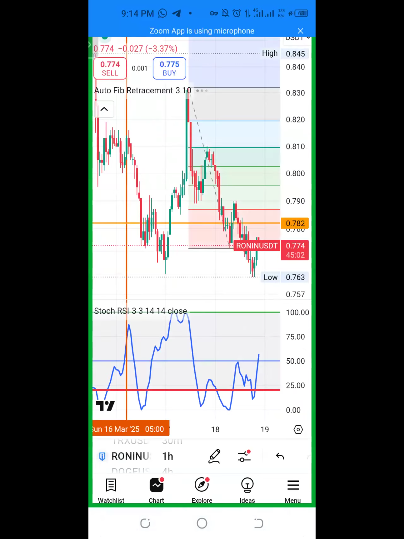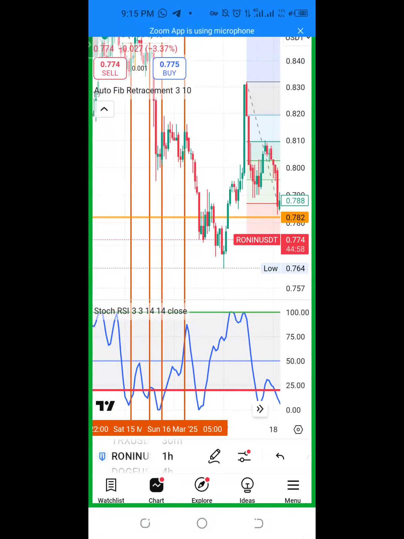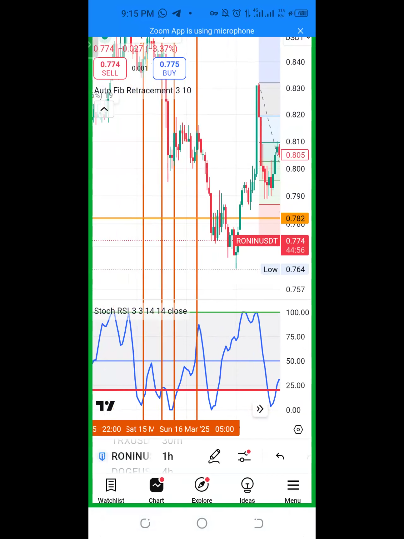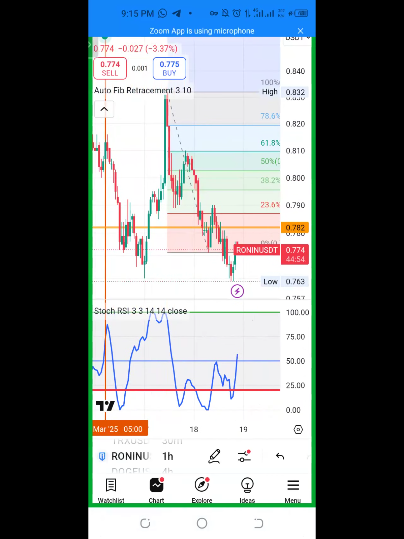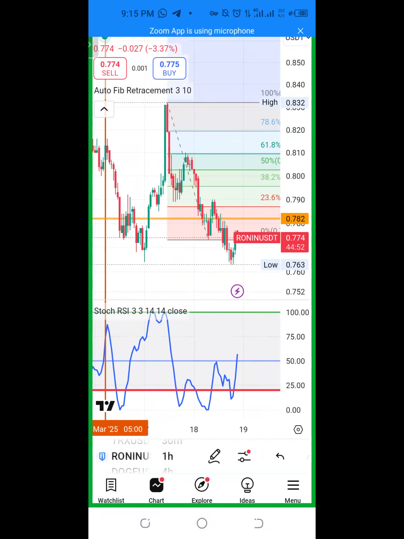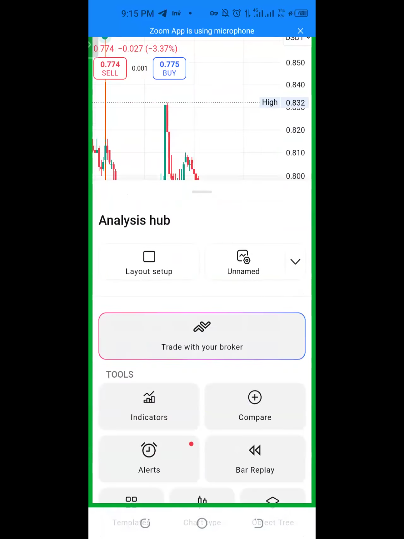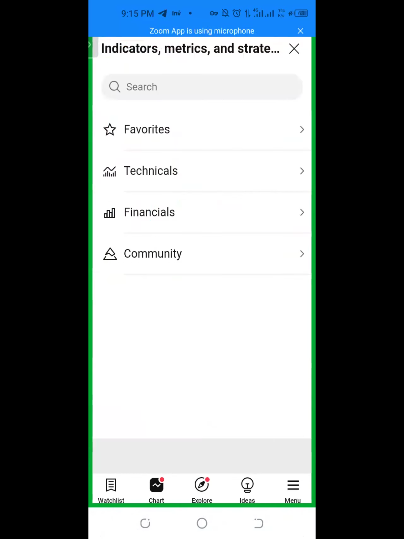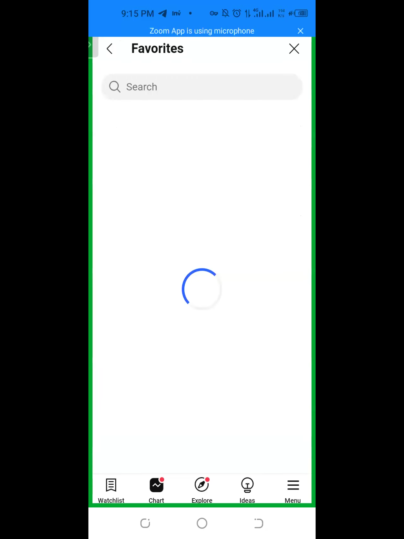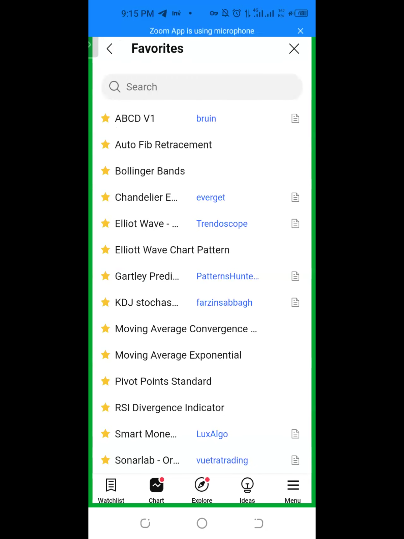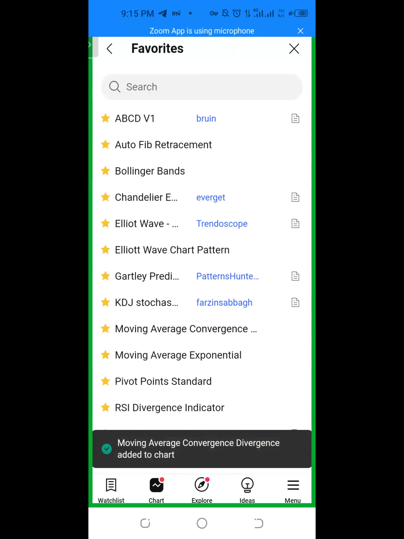I've removed the chart. Let me return that chart. If I was using a laptop now, I'd have seen this very well. Let me go and add the MACD indicator.